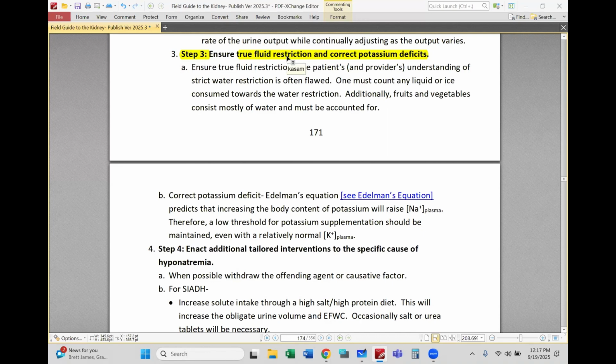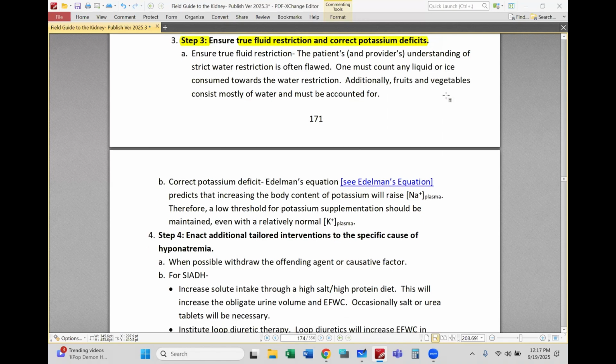I would say that at least 50% of my hyponatremic consults are finding some source of free water that the medicine team didn't recognize and then taking that off the table, right? So look for those other occult sources of free water that maybe the patient or the other non-nephrology providers do not recognize. Okay, correct the potassium deficit.